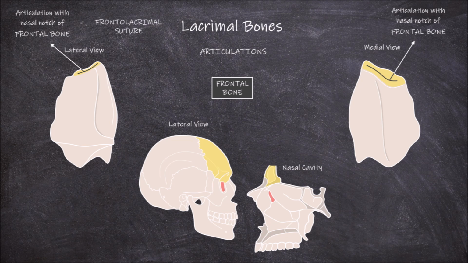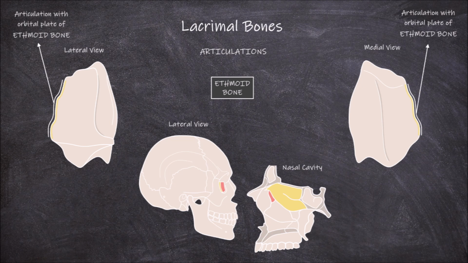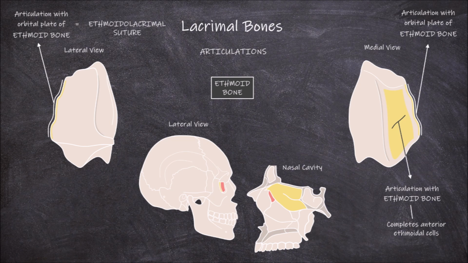The second articulation is with the ethmoid bone. The posterior border of the lacrimal bone articulates with the orbital plate of the ethmoid bone. In addition, the posterior side of the medial surface of the lacrimal bone articulates with the ethmoid bone and completes some of the anterior ethmoidal cells. These articulations form the ethmoidolacrimal suture.